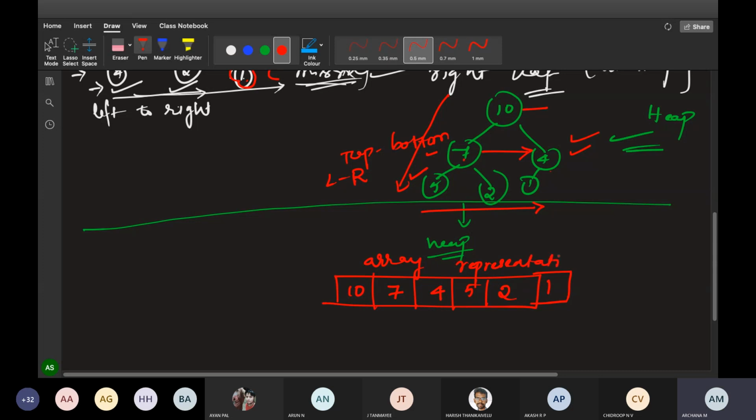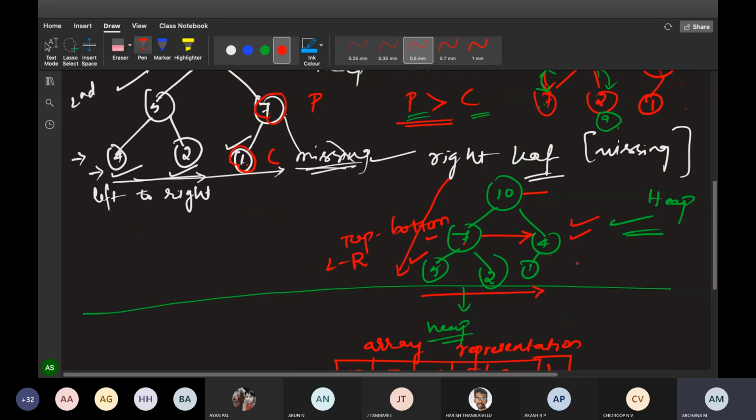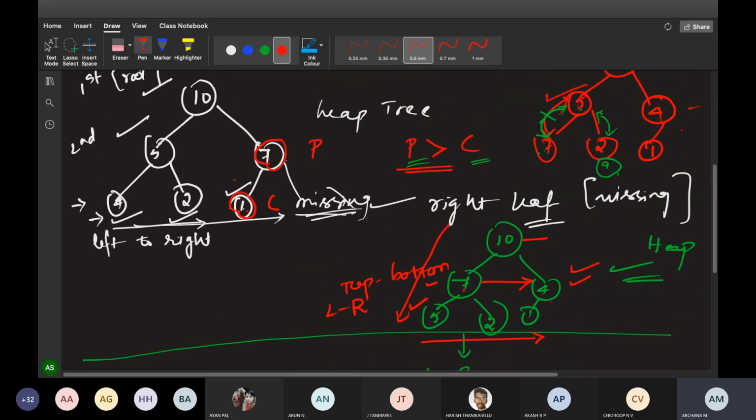Understood how to write this? Now you people have to tell me. Now, for example, this example is there. Tell me how to represent it in the form of an array. Now, what should I write? I want answers from you people.